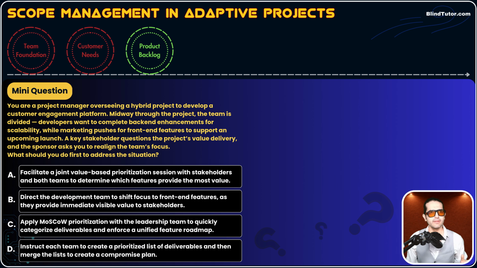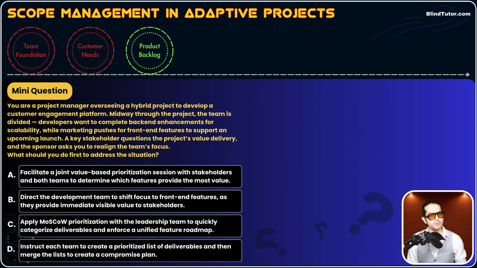And guys, the problem is the development team, okay, does not know what is important. What should they work on, okay? One party says, you know what, backend tasks and user stories are more important. The other party says, no, front-end tasks and user stories are more important. And the stakeholder says, hey, we want value delivery, take some action, and also the sponsor says, hey, do something, I'm paying you, don't just wait, do something. Now, what should you do, guys?